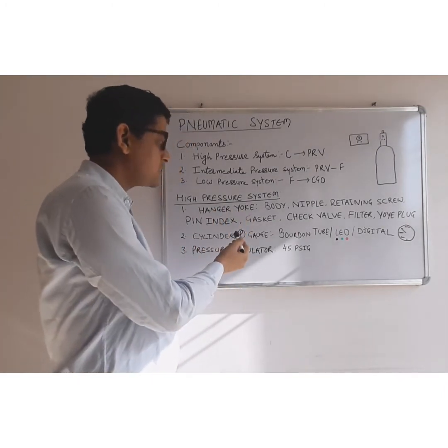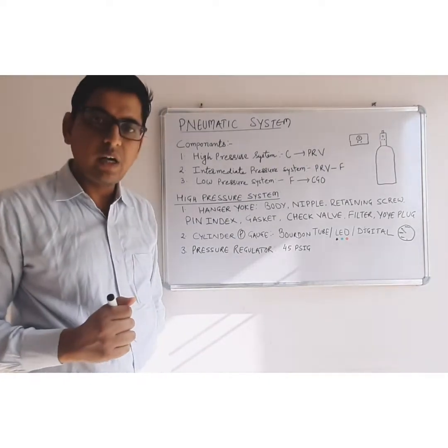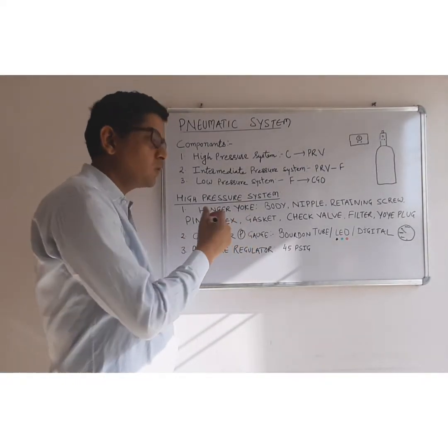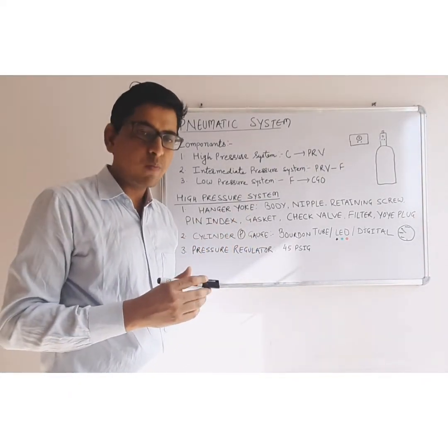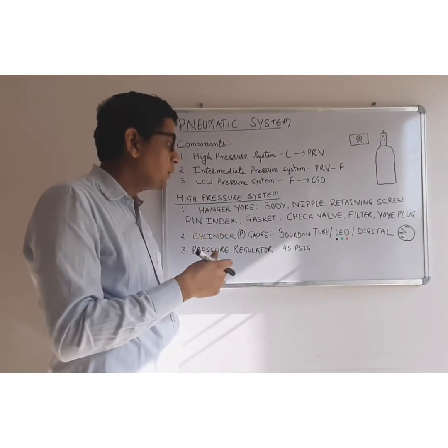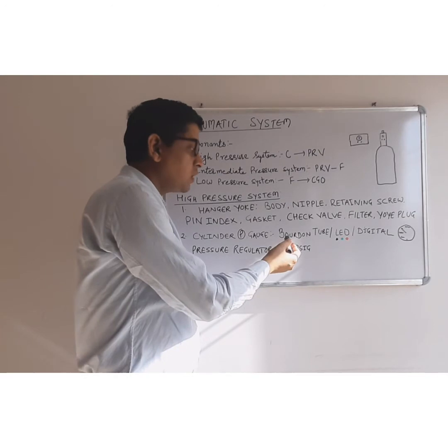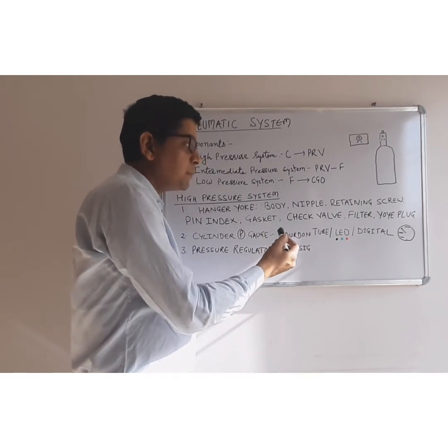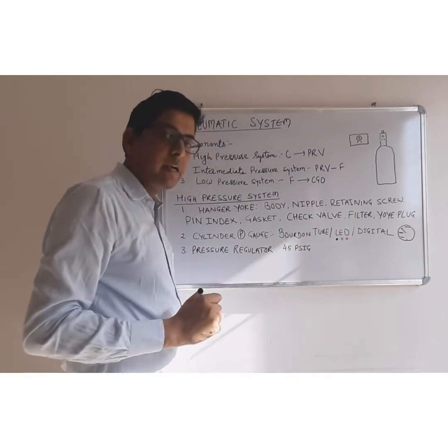Now the next part is cylinder pressure gauge or cylinder pressure indicators. These indicators or gauge are situated either on the cylinder or on the front panel of the machine. These may be of Bourdon tube type or LED type or digital type.